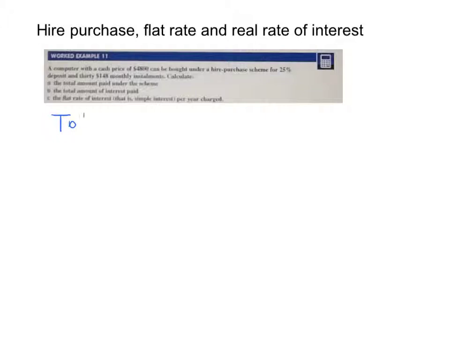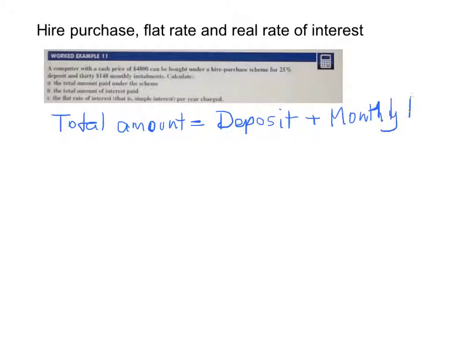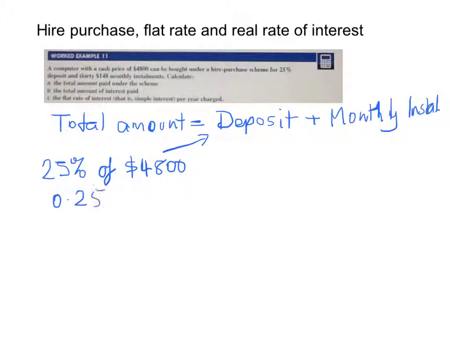So the total amount is going to equal the amount we paid for the deposit plus the monthly instalments. So if we look at this, deposit is 25% of $4,800. So 0.25 times 4,800 is equal to 1,200.